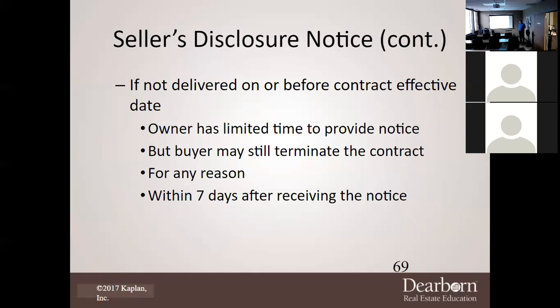Call him Monday. If he's one of those clients, when you put Aiden under contract, do you think he's even going to meet this limited time frame? No. So what is the best thing you do? Aiden, I've got a contract here, but before I'm going to allow you to sign it, I need that seller's disclosure. Because here's why. The buyer may still terminate the contract, for any reason within 7 days after receiving the notice. So if you allow Aiden to sign the contract and actually get under contract without the seller's disclosure, you are giving that buyer free rein to walk away for any reason 7 days after the day you give it to them.